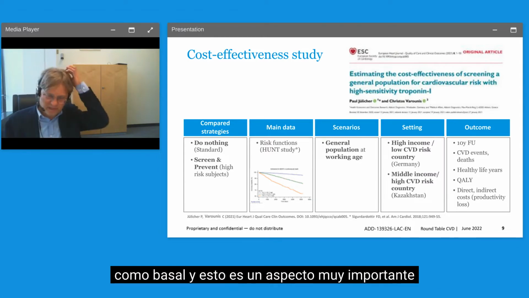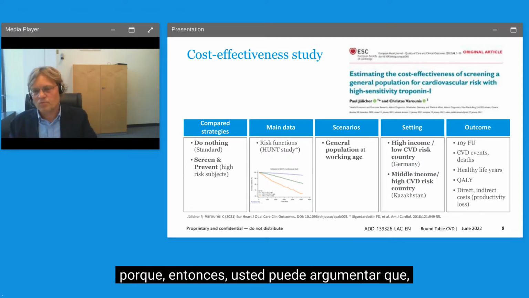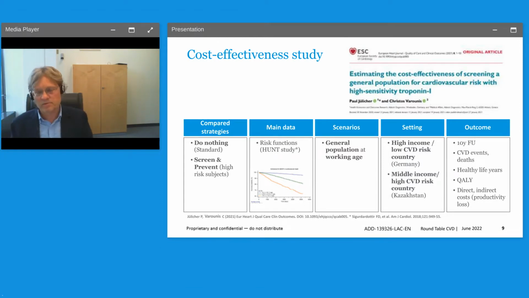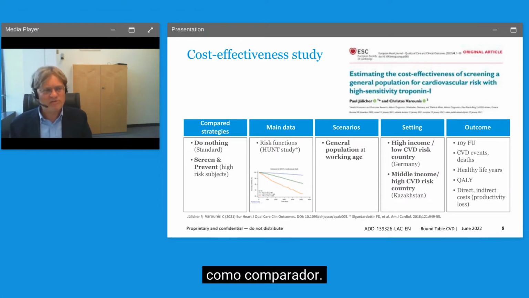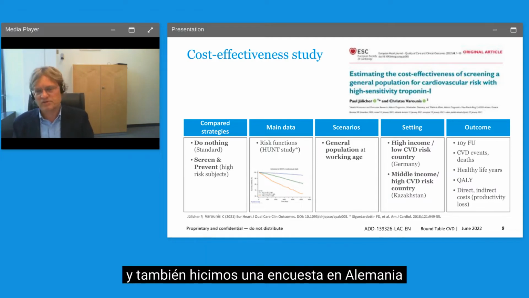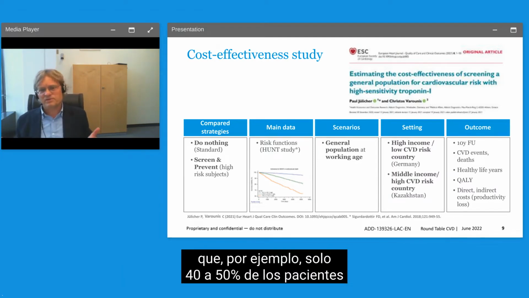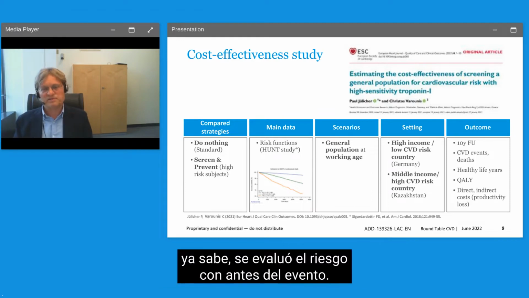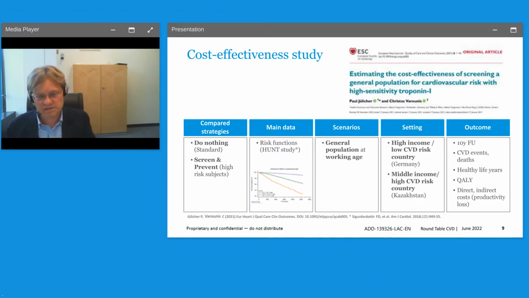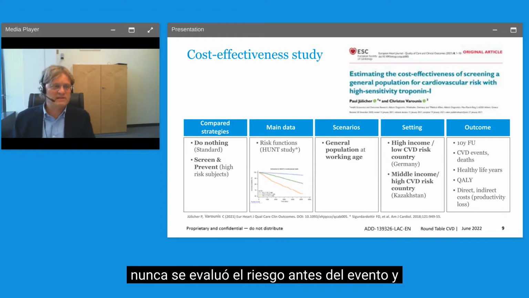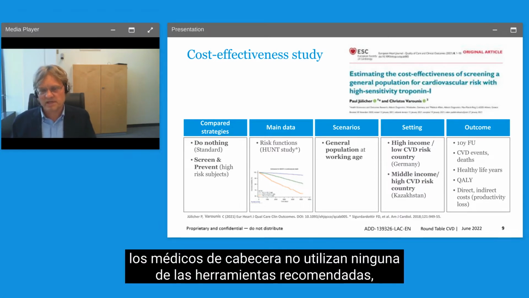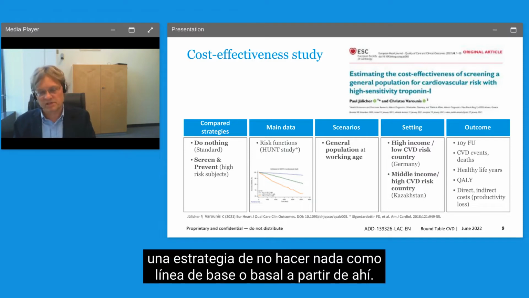And this is a very important aspect, because you may argue that we should use the most recommended strategy as a comparator. However, we found in some literature, and we also did a survey in Germany, that, for example, only 40 to 50% of patients who really had an event were risk assessed before the event. So we can say half of the patients actually were never risk assessed before the event. And in many cases, in almost the majority of cases, the GPs do not use any of the recommended tools. So that was the reason why we decided to use a do-nothing strategy as baseline to start from.